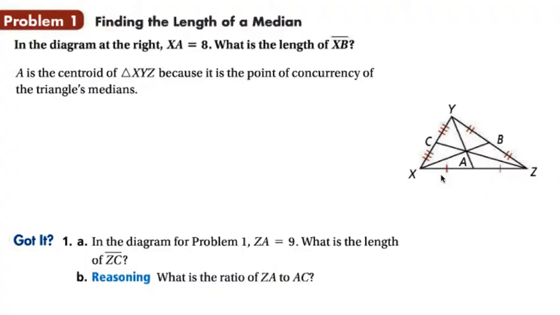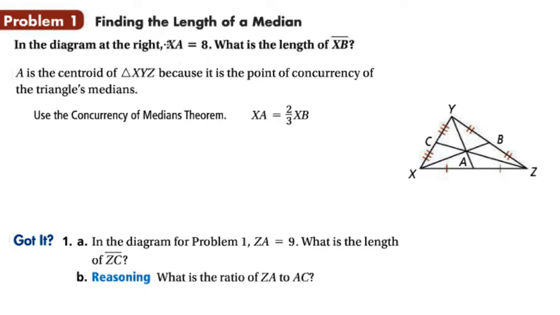So here's an example. It says in the diagram at the right, we know that the distance from X to A, so from the vertex of the triangle to the centroid, is 8 units, and they want us to find the total length of that median from X to B. A is the centroid because it's the point of concurrency of all three of these medians. So we're going to set up an equation where XA is equal to 2/3 of the distance of XB. That's what I want you to get into the habit of doing, writing an equation for that. It's always the distance from the vertex to the centroid is equal to 2/3 of the whole thing.